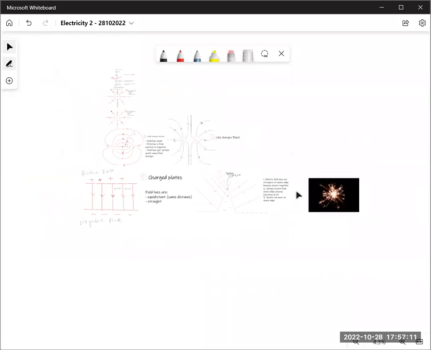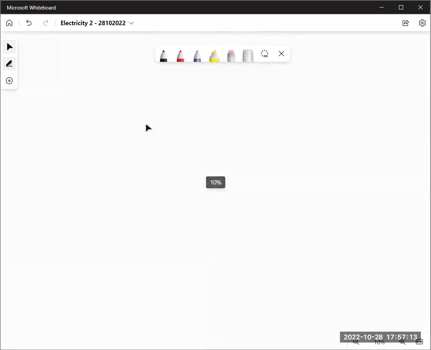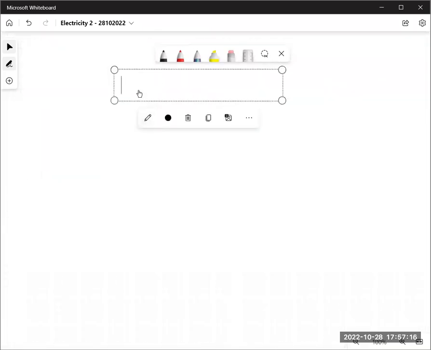Now the next thing we're looking at is called current. What are we looking at? Current. Let's see. I'll open the book for you. Can you see the book?